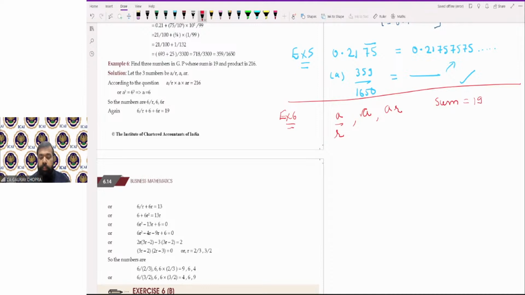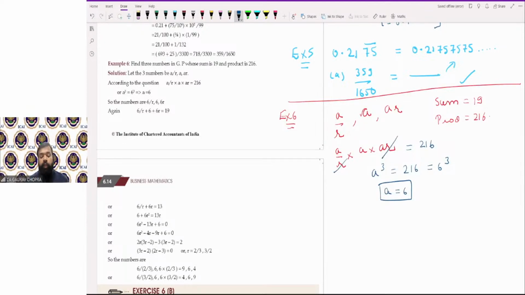Sum is 19 and product is 216. तो जब भी आप तीनों को मल्टीप्लाई करेंगे a by r into a into ar, r will get cancelled. r क्या हो जाएगा? कैंसिल हो जाएगा. So a cube is 216. तो 216 किसका क्यूब होता है? It is the cube of 6. तो a cube is equal to 6 cube. Therefore, value of a is equal to 6.